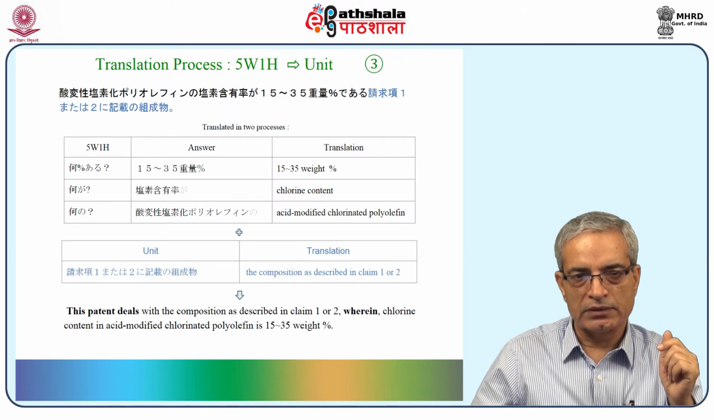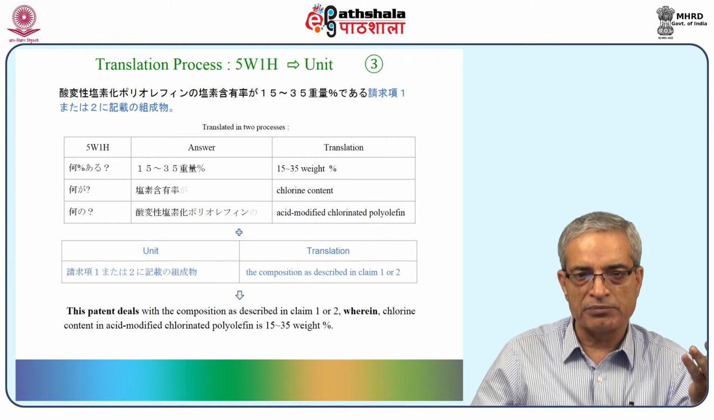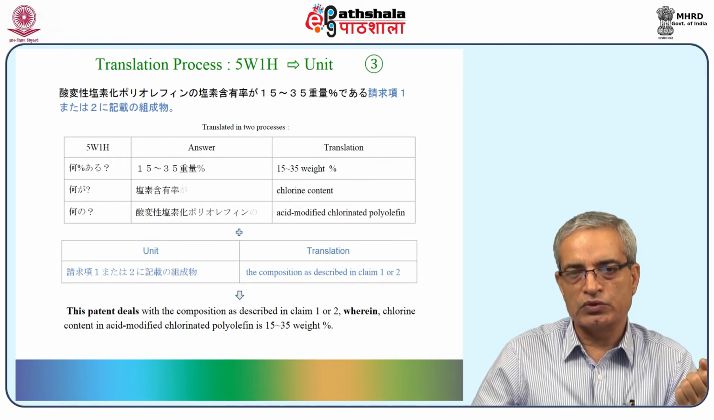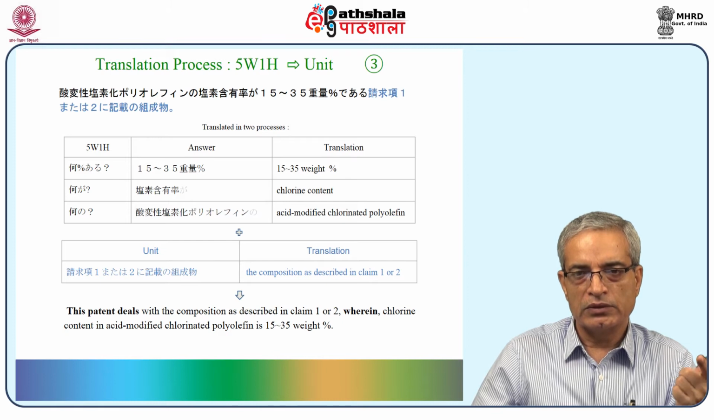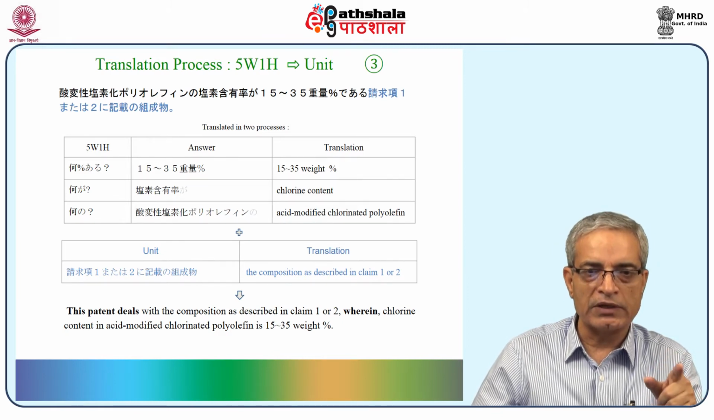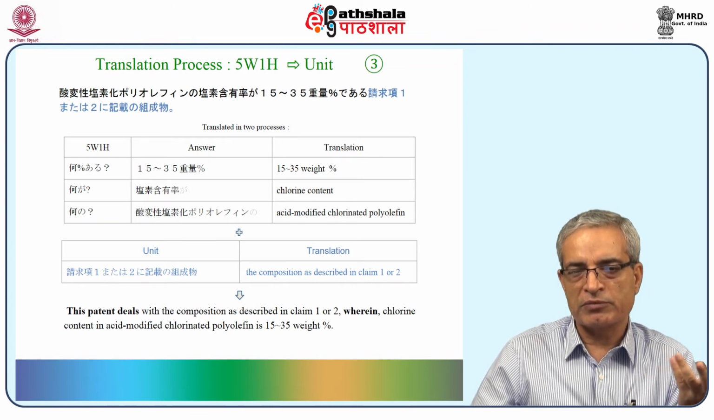Let's see the next example, and this example is too small, so let's do it today in a very simple way. First is the same compound, that is san hense ensoka polyolefin no enso ganyuritsu. So some difference is coming. Ganyuritsu ga 15 ないし35 10% である請求1または請求2に記載の組成物. So if we put simple questions, it may solve the problem.